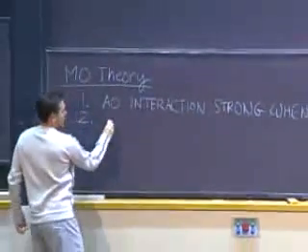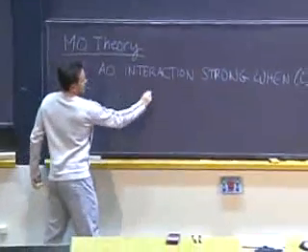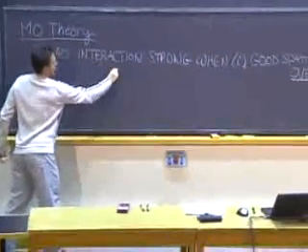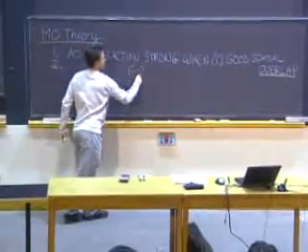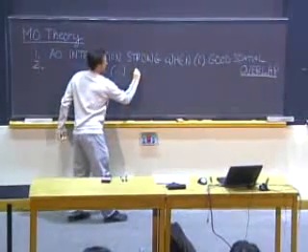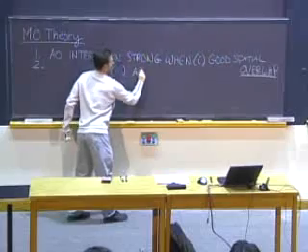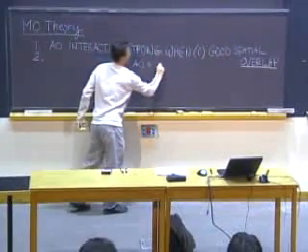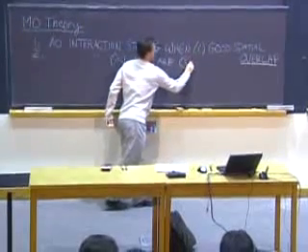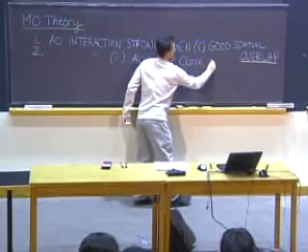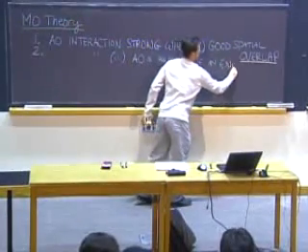And also, I can echo this first part. AO interaction is strong when, and say 2, AOs are close in energy. The interacting orbitals are close in energy.